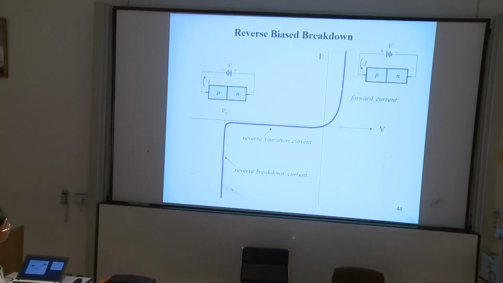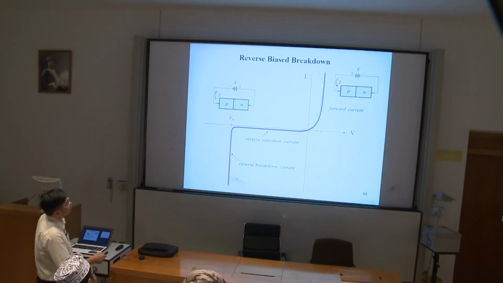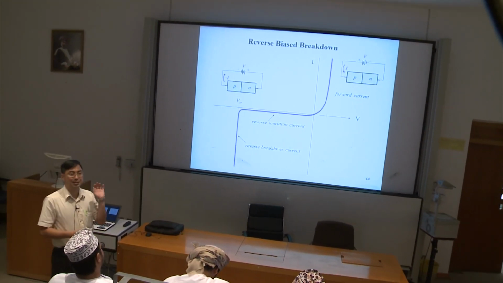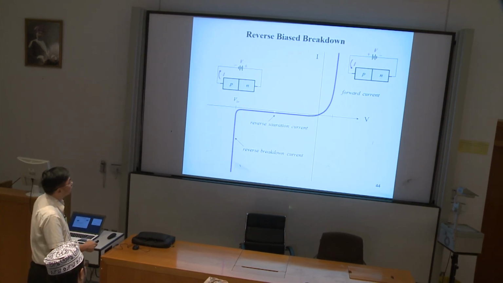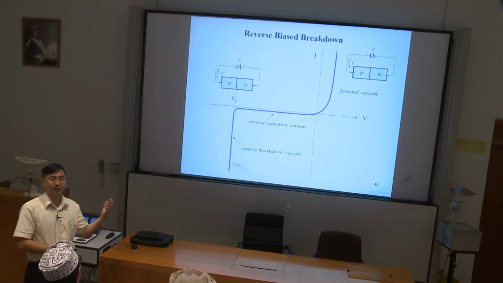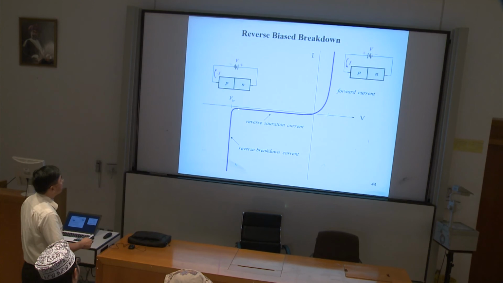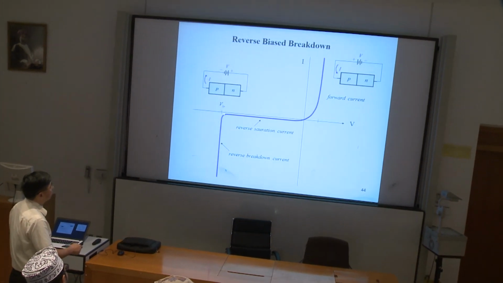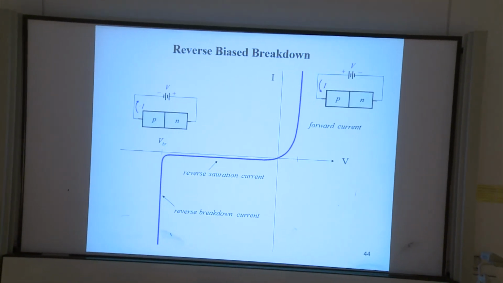Let me refresh you on the curve. When forward biased, it has hardly any resistance. It's conducting. When you reverse bias, it is hardly conducting. However, if you reverse bias past the breakdown voltage, then it will break down, and the current increases very fast.